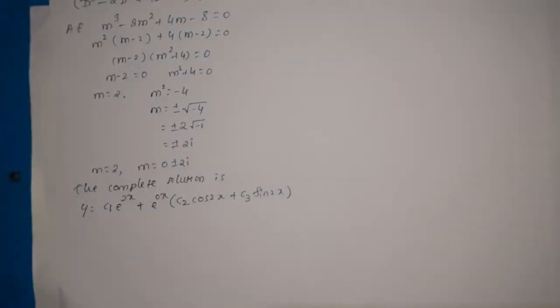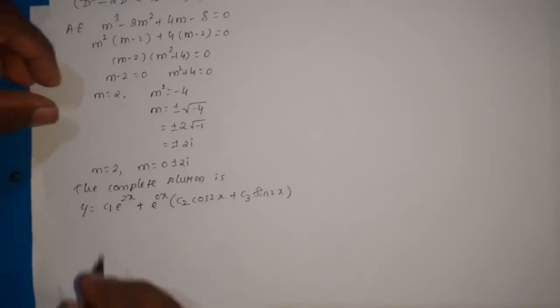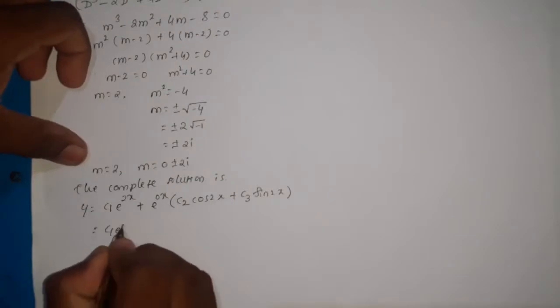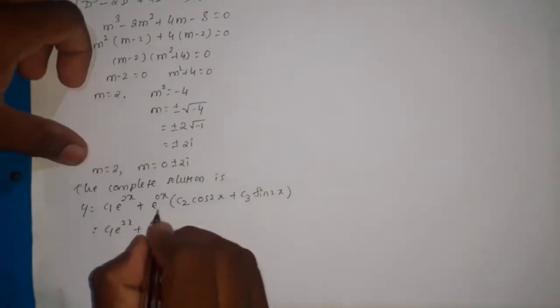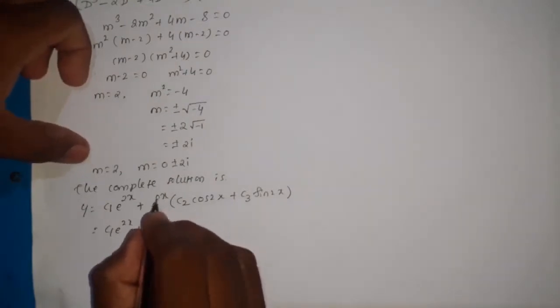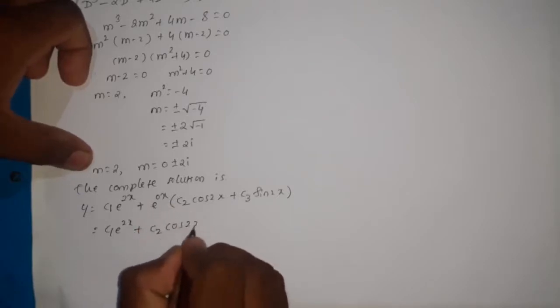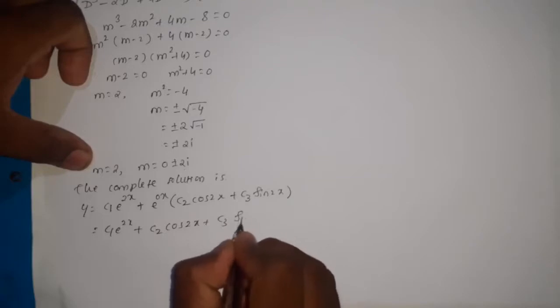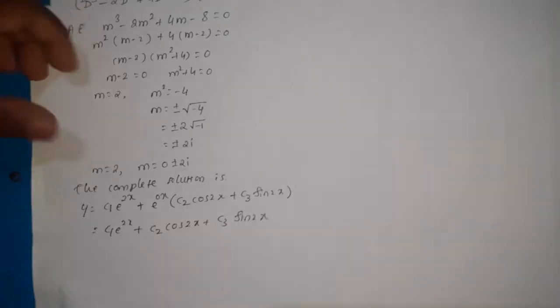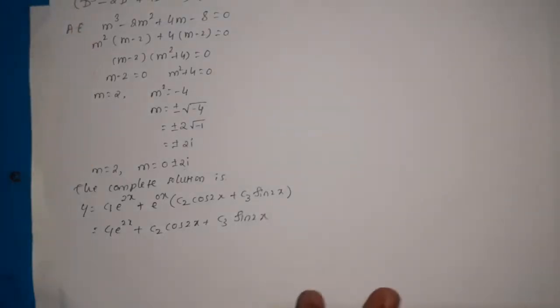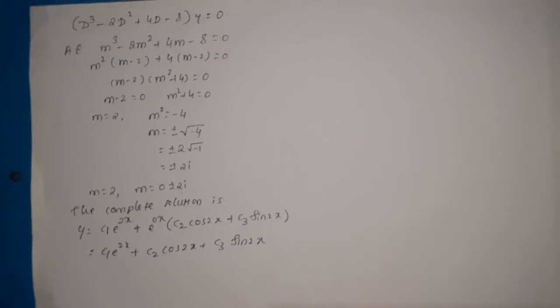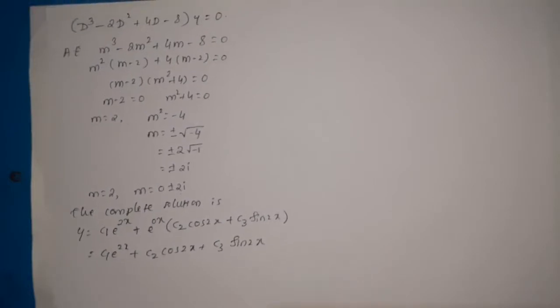So, this is the complementary function of the given differential equation. Here it is C1 e power 2x plus, we know that e power 0 is 1, so simply it is C2 cos 2x plus C3 sin 2x. Therefore, this is the solution for the given differential equation.